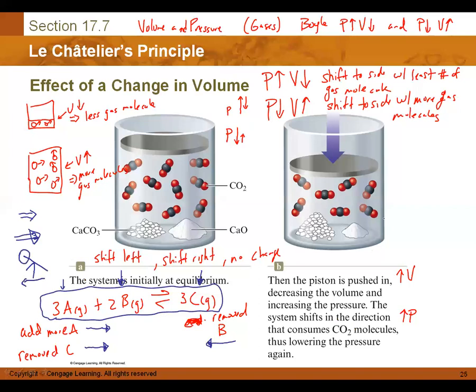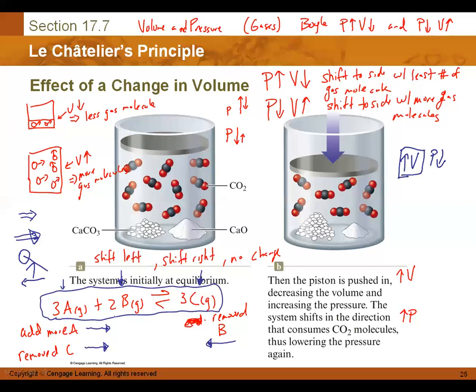Now, in terms of our volume over here, when we increase the volume, again, volume and pressure are related, which means the pressure will decrease. But when we think about volume, more volume, we need more gas molecules. So it will shift to the side that has more gas molecules. So again, that's dependent on the reaction.